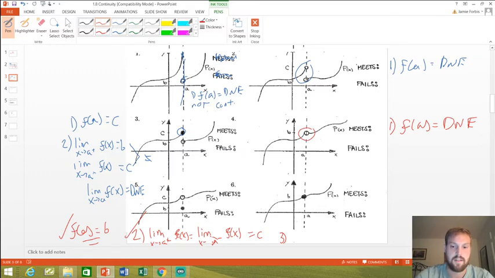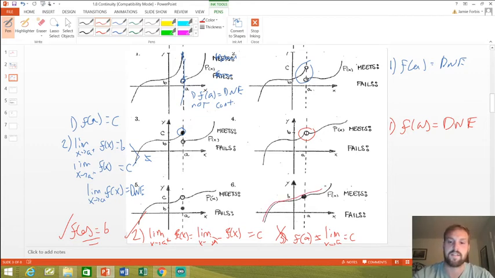In this case, f of a does not equal the limit. 1 equals b and 1 equals c. So that's an example where you can go through the first two steps just fine, but then the third step is the one that proves that it's discontinuous. The limit as x approaches a equals c. So that doesn't work.